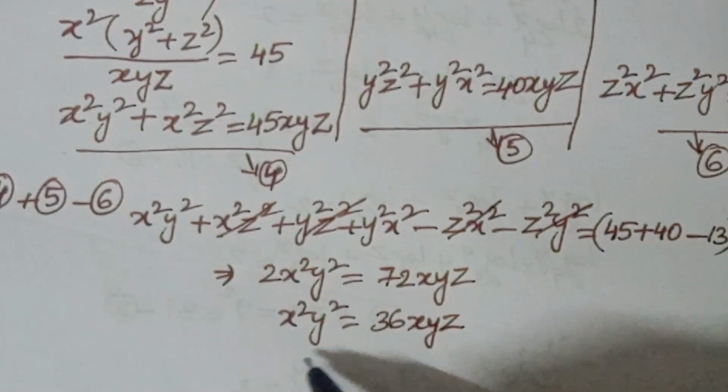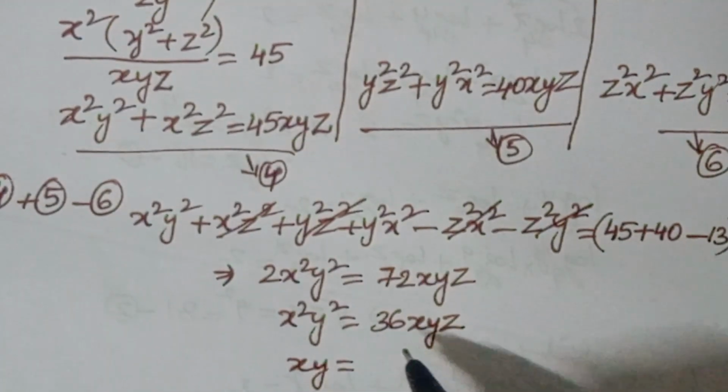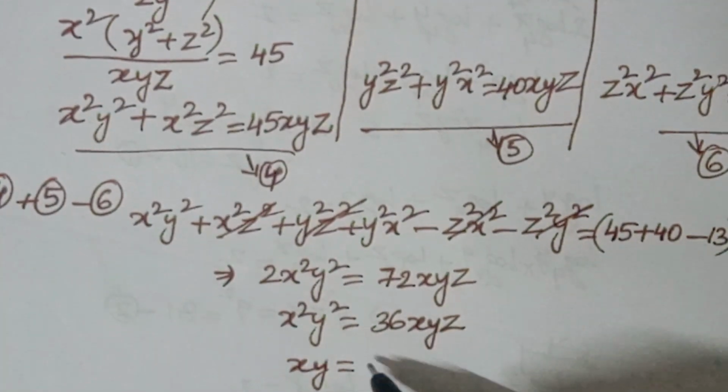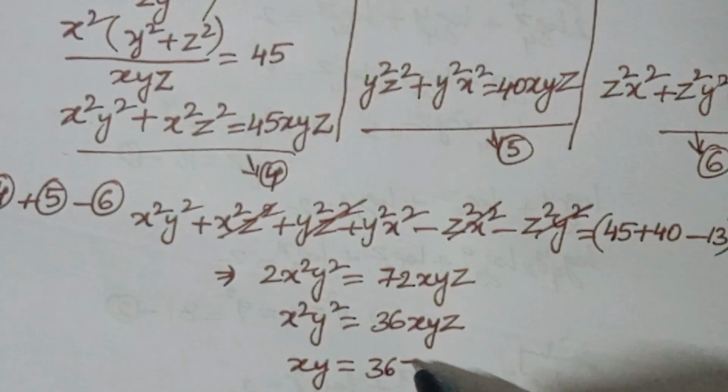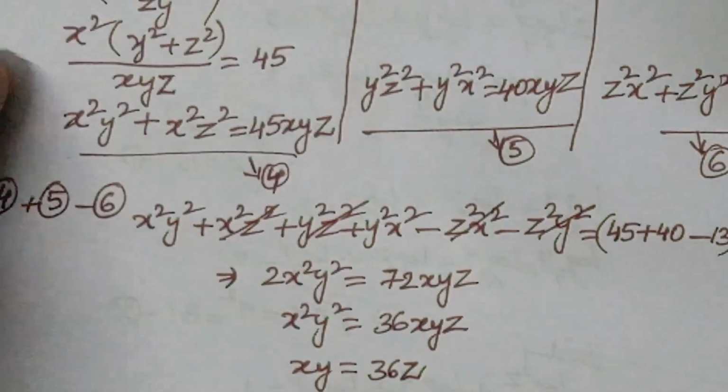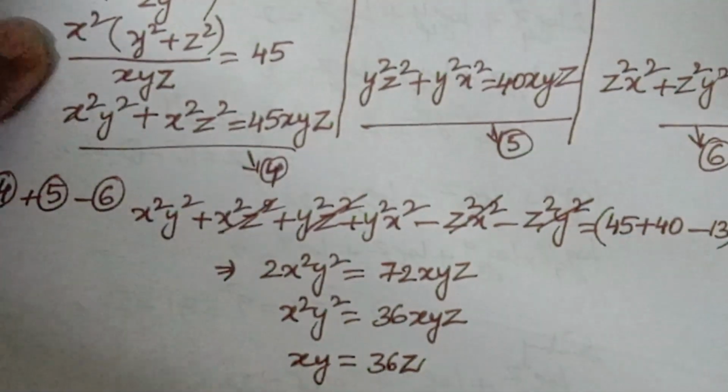So here you can remove xy, and xy is equal to 36z.